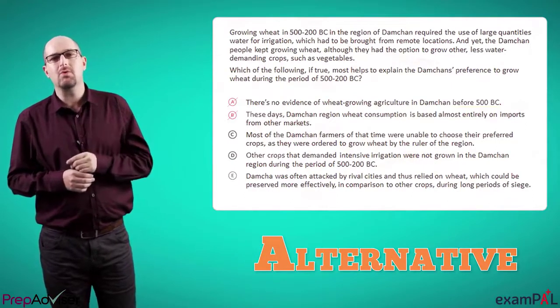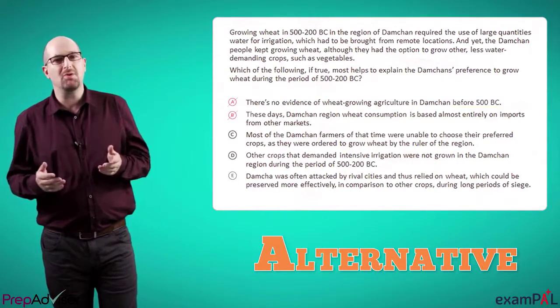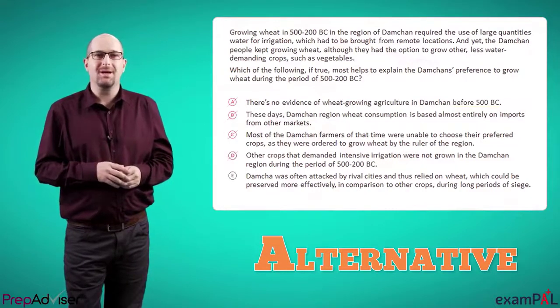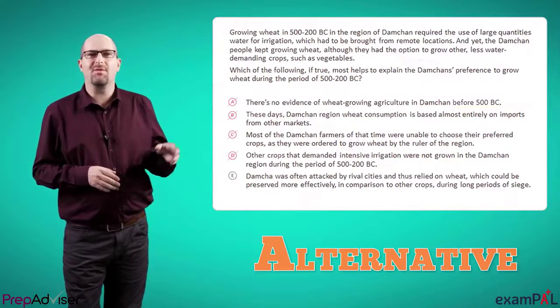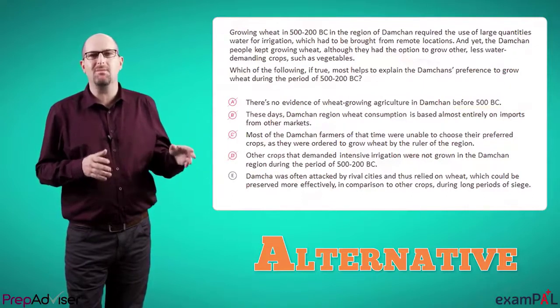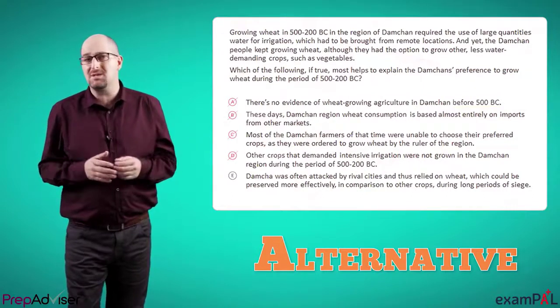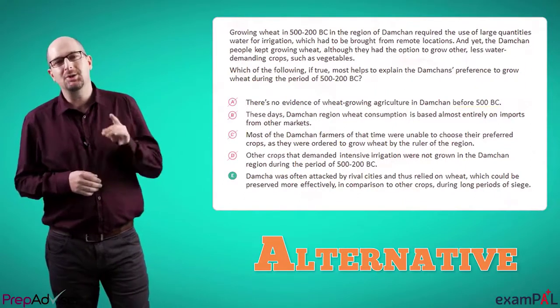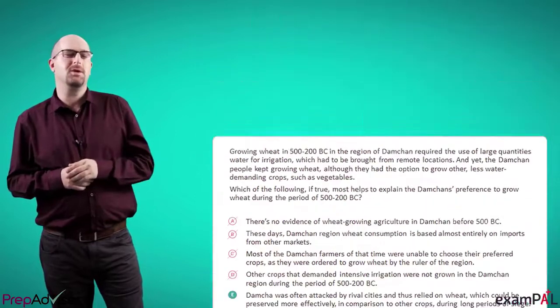Why did the ruler order this? We don't know. It's not our answer. D doesn't help us. It describes other crops, and the fact that they weren't grown only makes the case of the wheat more mysterious. E is what we're looking for. A legitimate reason for wheat to be grown.